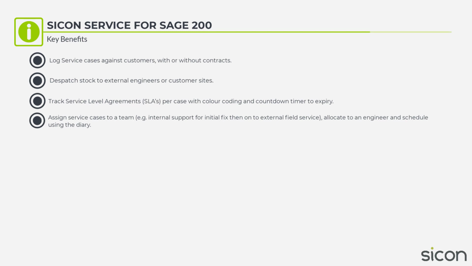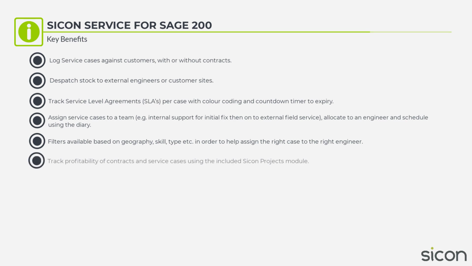Allocate an engineer and schedule using the diary. Filters available based on geography, skill, type, etc. in order to help assign the right case to the right engineer. Track profitability of contracts and service cases using the included Sicon Projects module.